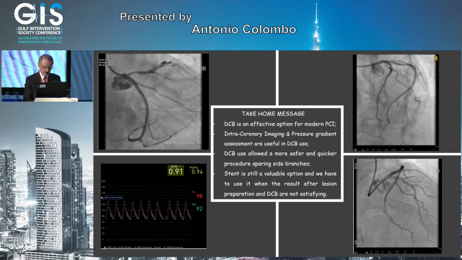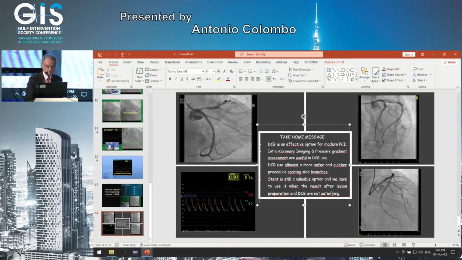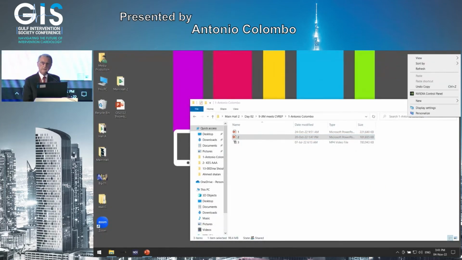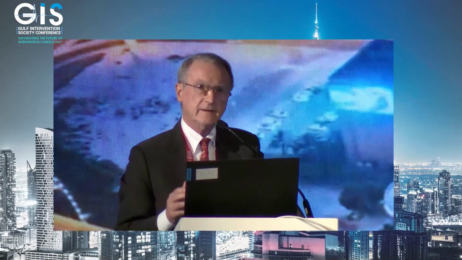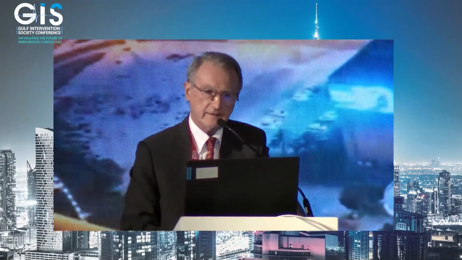Can you show? While you're getting up the slides, Dr. Colombo, one question. What's the bailout stenting rate in your series? The bailout stenting rate is less than 10%. It's about 8%. It's about 10% hybrid strategy and 6 to 7% bailout stenting rate.